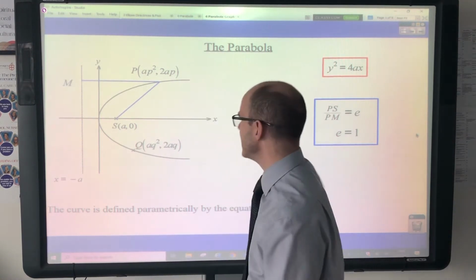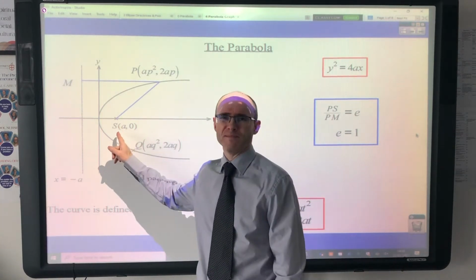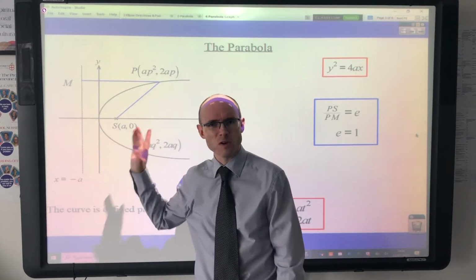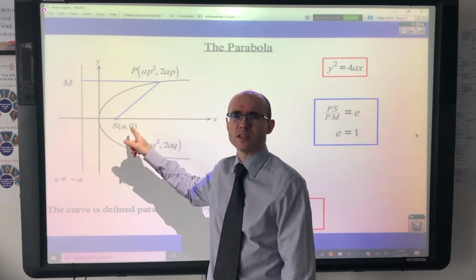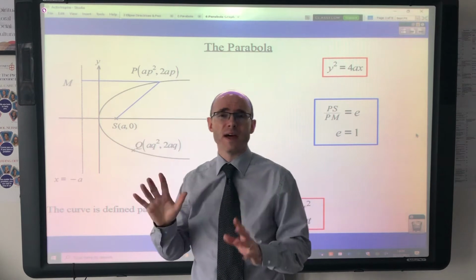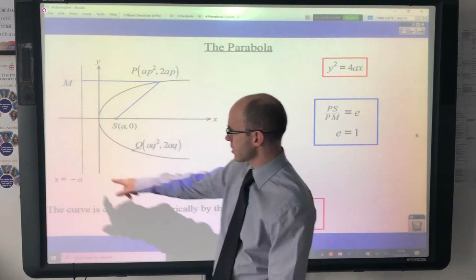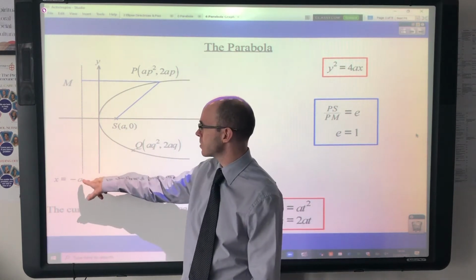Well, one thing that makes it easier is that there's only one focus point and there's only one directrix. For each focus point is one directrix, okay? And the focus point is given there, S(a, 0). A lot easier already to remember than the ellipse and the hyperbola. And correspondingly, the directrix is x equals -a.